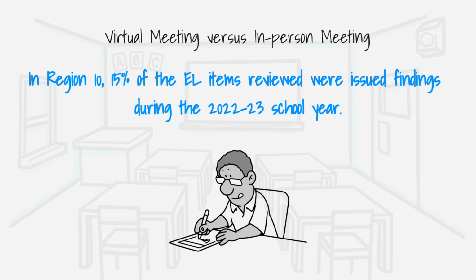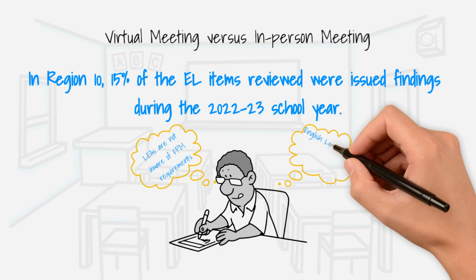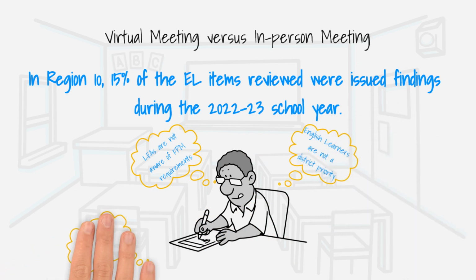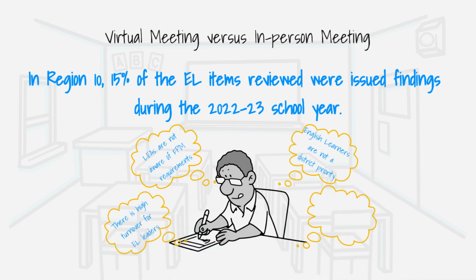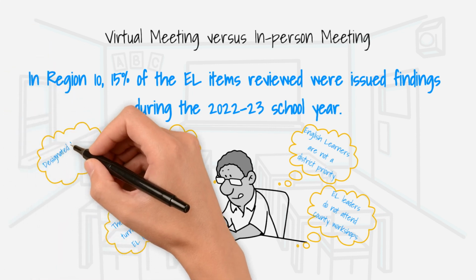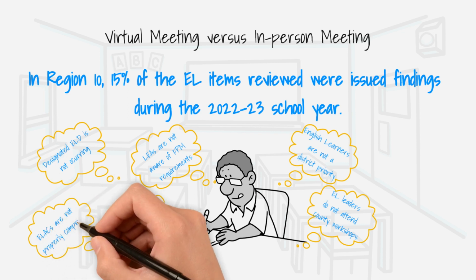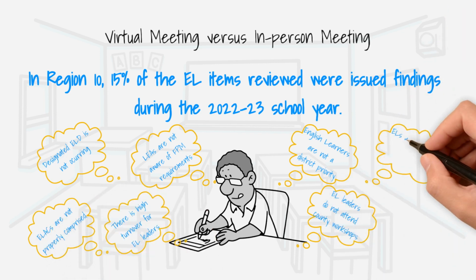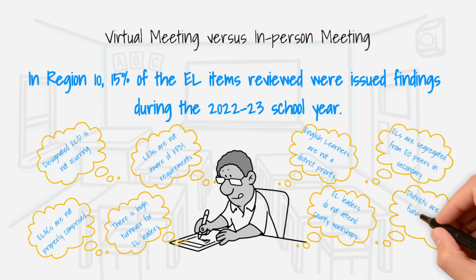He is processing reasons why the region had findings on 15% of the EL items that were reviewed. Some of the reasons he comes up with are: LEAs are not aware of FPM requirements. ELs are not a district priority. There is a high turnover for EL leaders. EL leaders do not attend county workshops. Designated ELD is not occurring. ELACs are not properly comprised. ELs are segregated from EO peers in secondary settings. And finally, districts are using Title III funding for core programs.